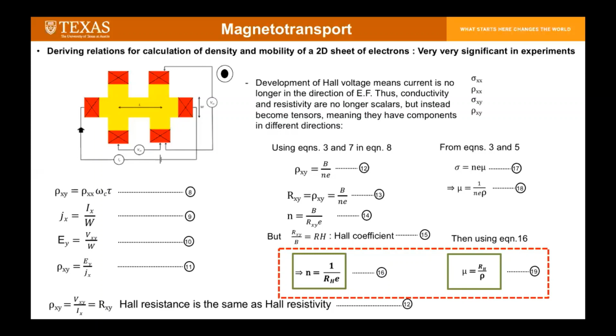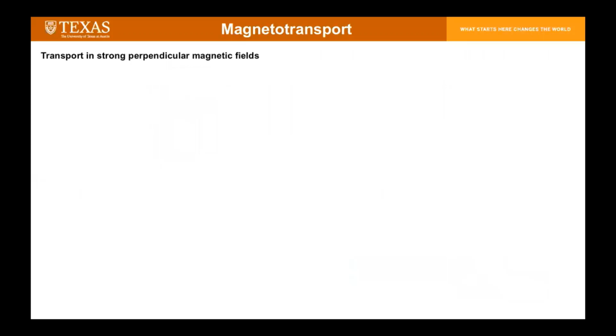You utilize the Hall effect that a 2D system exhibits to calculate the density and mobility of a 2D system, which depends on the Hall coefficient. Okay, so let's now move over to some quantum effects.